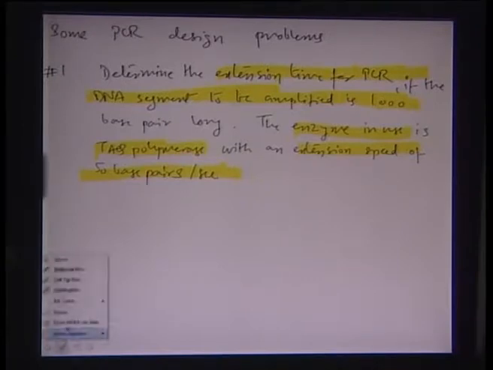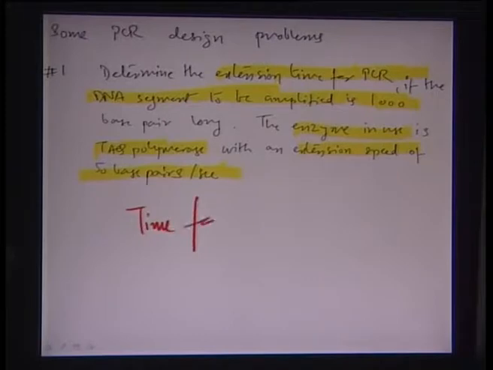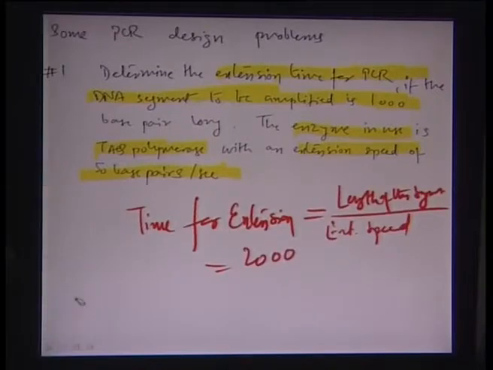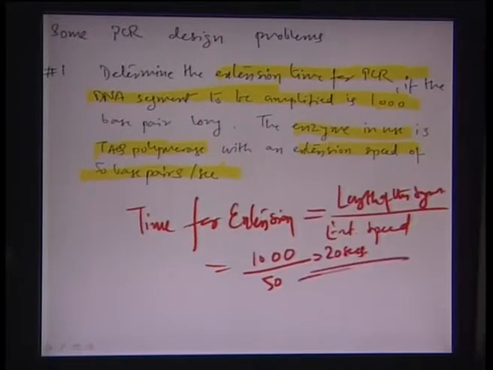So time for extension equals the length of the segment divided by the extension speed. That is about 1000 by 50, 20 seconds.